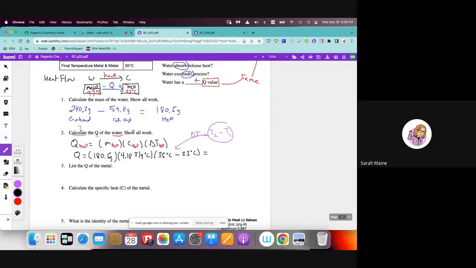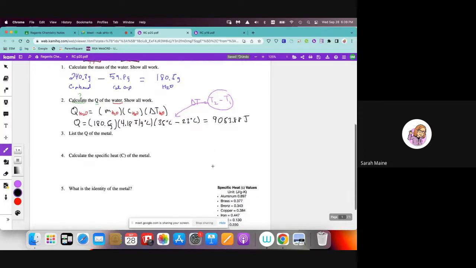I'm just going to write down the digits that show up: 9,053.88 joules. Okay. Moving on to question 3. Now look at this. In question 3, is it asking you to calculate or determine? It says list the Q of the metal. It just simply says to list. So in question 3, there is no math involved.